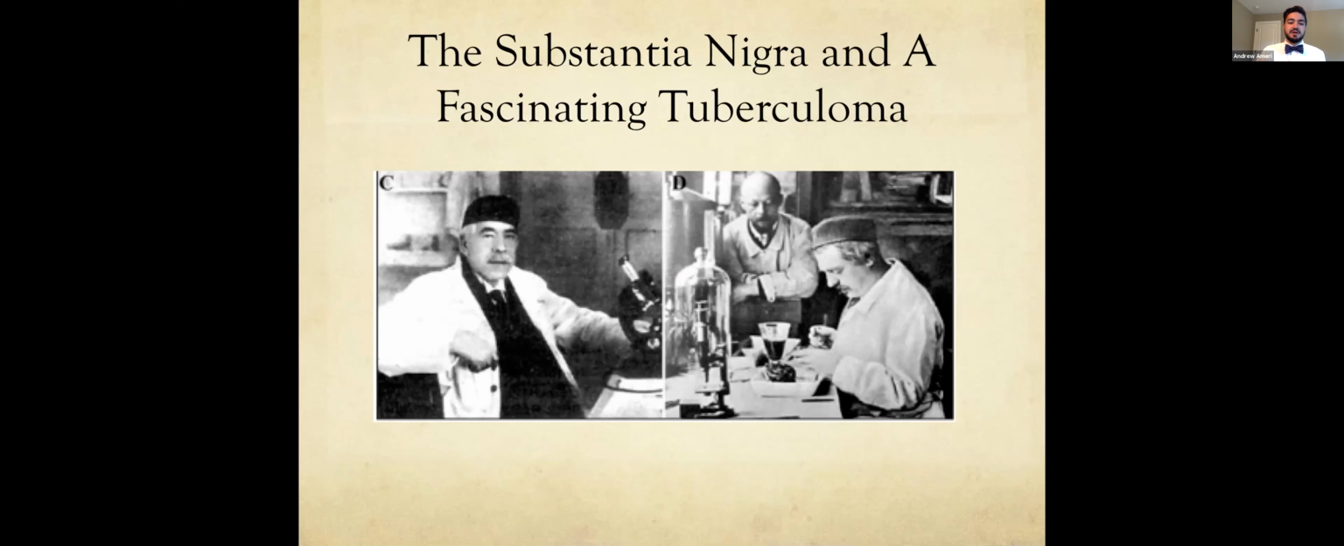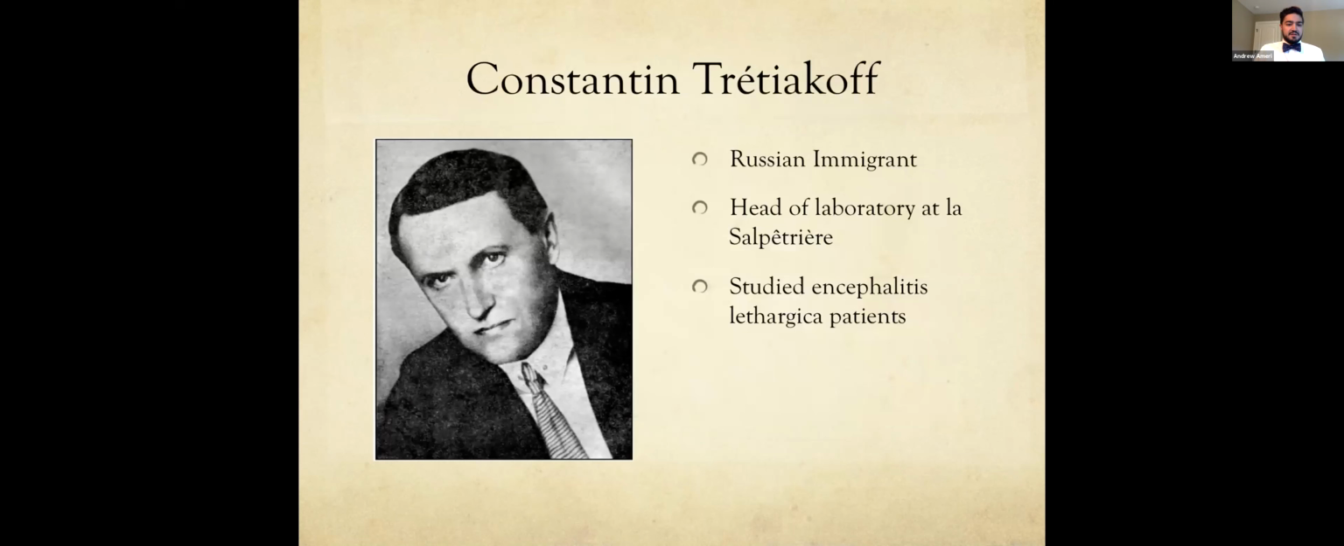It would take about another 20 years for this theory to gain more traction with the work of a Russian physician, Dr. Konstantin Tretiakov. Dr. Konstantin Tretiakov was a Russian immigrant who worked as the head of the laboratory of the nervous disease clinic at the Salpêtrière. He was interested in and studied encephalitis lethargica patients, many of whom developed post-encephalitic Parkinsonism. And as you may know, there was a large burst of patients of this type around 1920 with the flu epidemic.